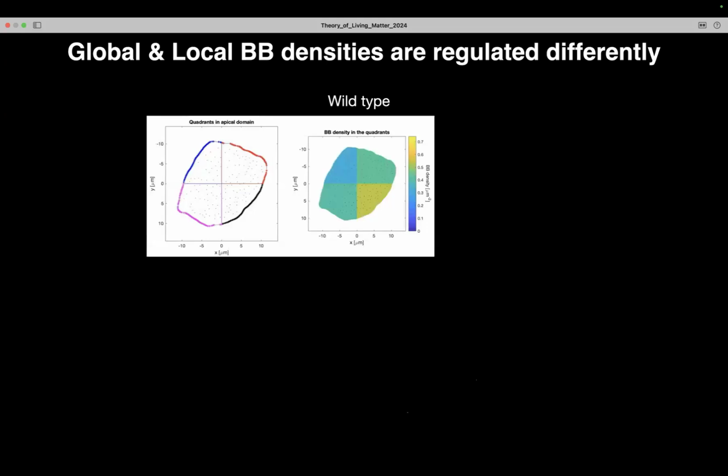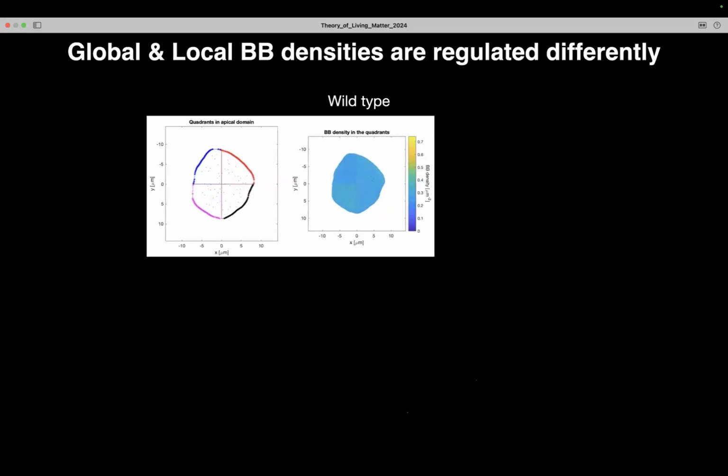We want to understand what is actually the reason for this clumping upon knocking down alpha-actinin 1, and what the mechanism of the clumping of the basal bodies is upon knocking down this cross-linker. For this, we quantified the dynamics of basal body insertion within the apical domain, trying to understand when in the process of expansion of the apical domain we start seeing this clumping.